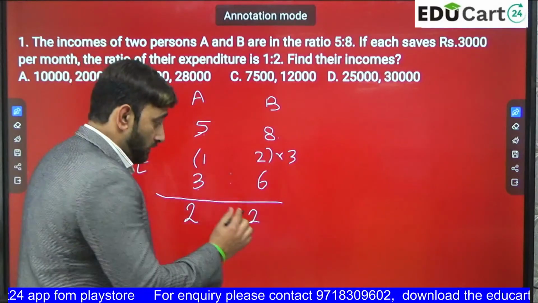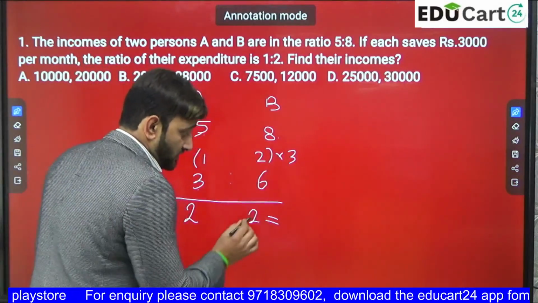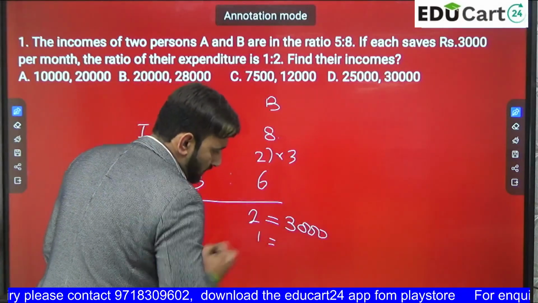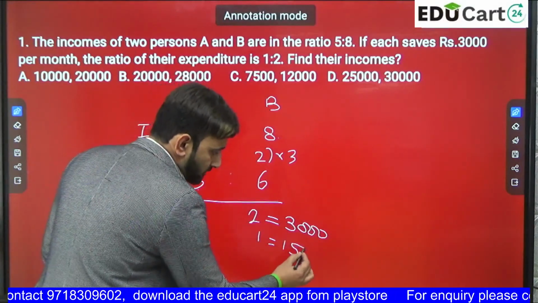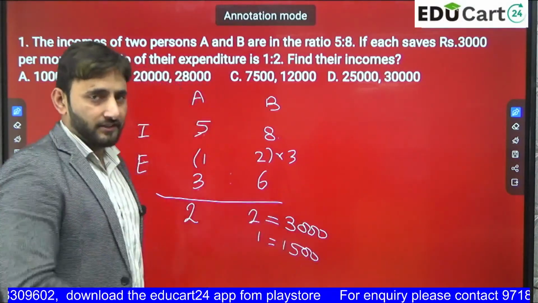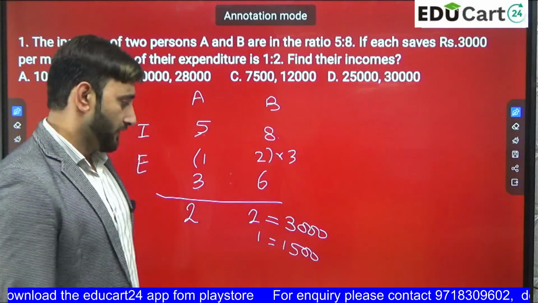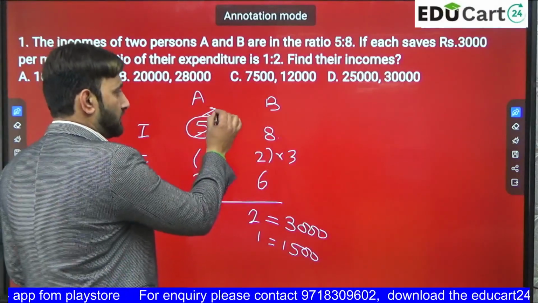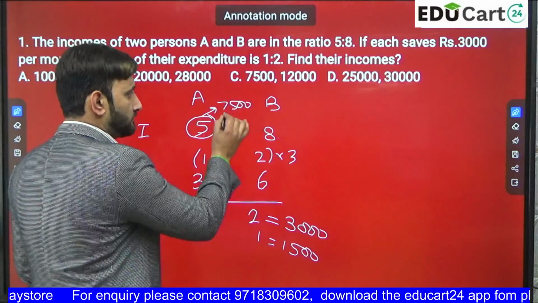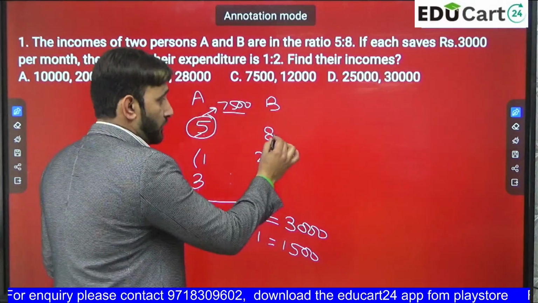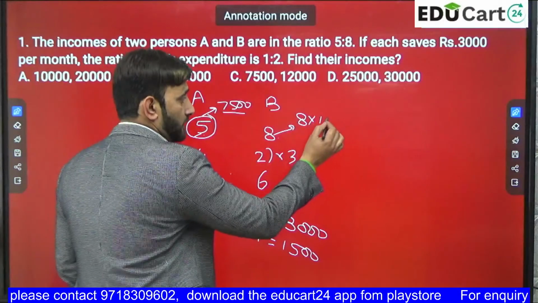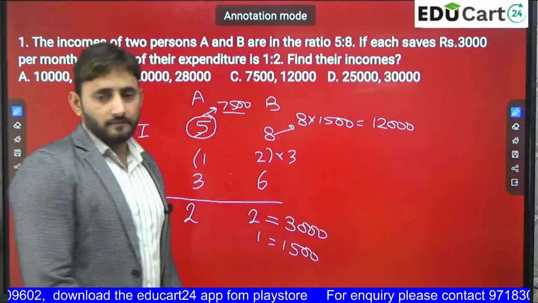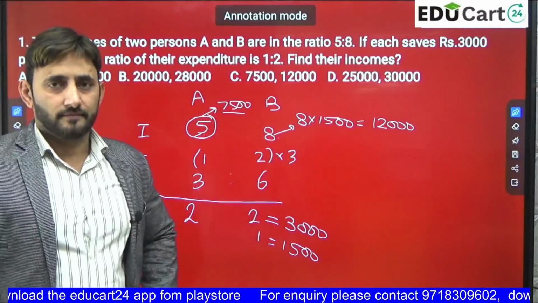Now their savings are 3,000 rupees each, so these two parts are equal to 3,000. So what will be the value of one part, beta? Two parts is 3,000, so one part will be 1,500. One part is 1,500, so five parts will be 1,500 into 5, 7,500. And one part is 1,500, so eight parts will be 8 into 1,500, which is equal to 12,000 rupees. I hope it is clear. Got it, my dear?